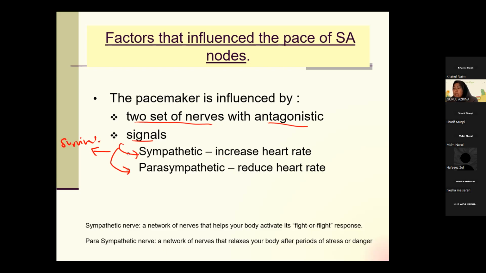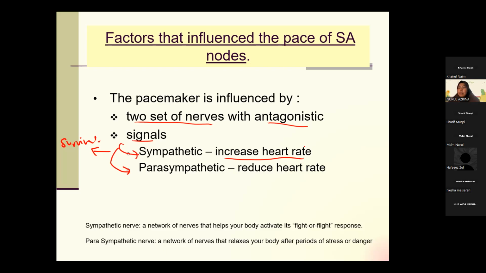The sympathetic nerve will increase your heart rate. For example, when you are chased by a dog. So at that time fight or flight is activated, right? You are running to save yourself, right? So your heart rate will increase. Your heart will pump faster. So the pace of the SA node will increase so that your heart can pump more blood to the rest of your body because you are running to escape, right? From the dogs, for example.